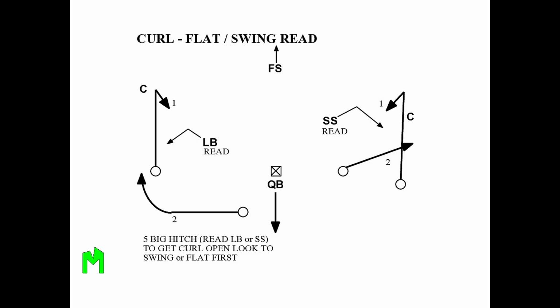Let's talk about the curl flat or swing read concept. The quarterback's key is to first look at the linebacker or strong safety to see how they react. The curl route aims to get open by reading these defenders, but the initial focus should be on the swing or flat route underneath. This approach forces defenders to choose between covering the short swing or the deeper curl, creating opportunities. The linebacker read is crucial here because their movement often dictates which route will be open. So the quarterback's progression starts low and moves up, maximizing options.